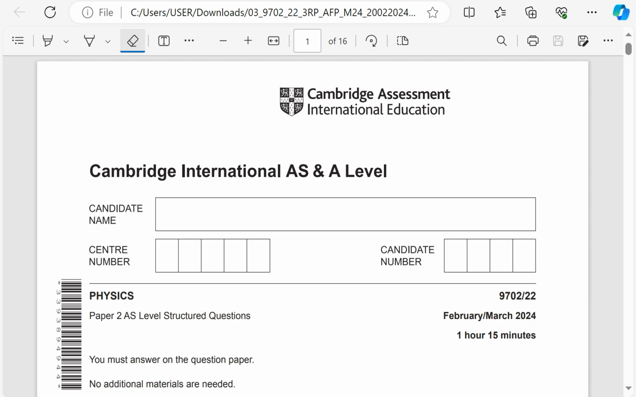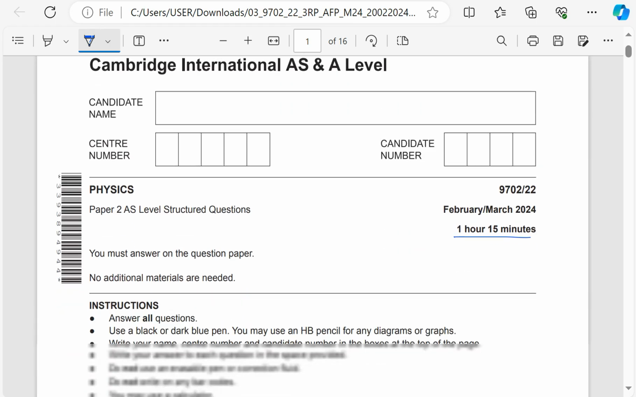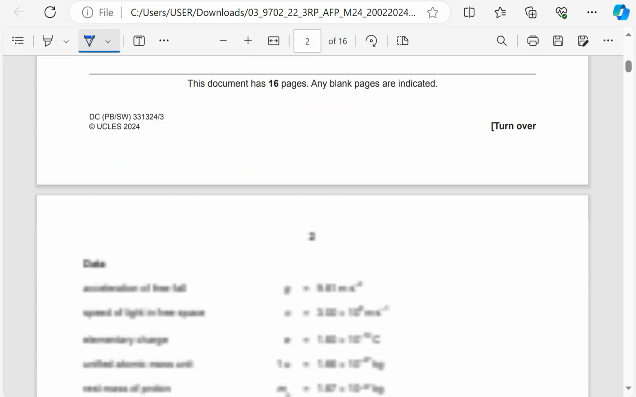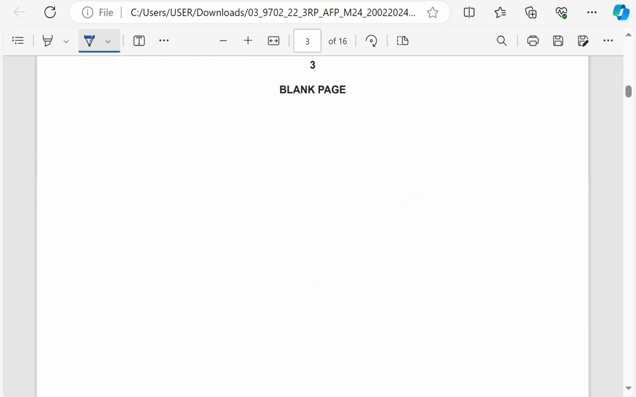So this is the question paper of Feb March. Many students have been asking for this, so I will not hesitate to record it. The paper is 1 hour and 15 minutes. I'm going to try my level best to keep time. Without wasting time, I'll not go through the instructions. I'll just go straight to question number 1.